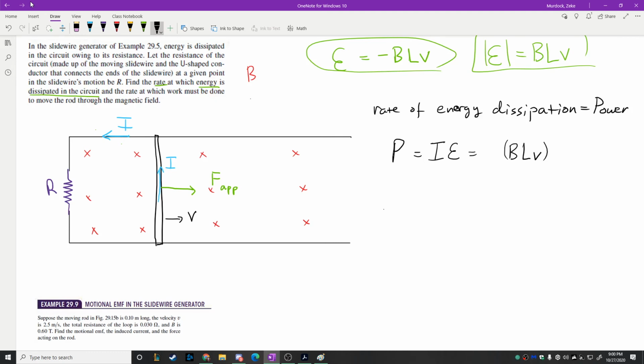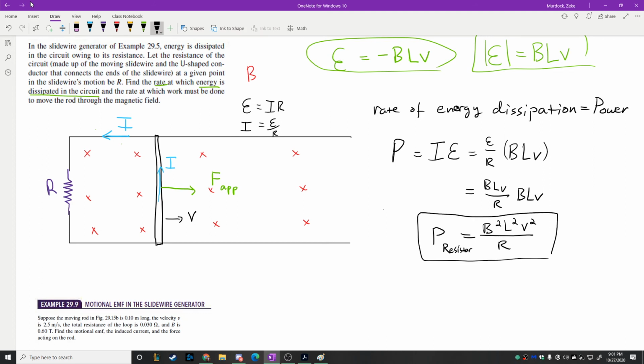Can use our Ohm's law equation, right? The EMF is equal to I times R. So the current has to be equal to the EMF divided by R. So we put in here E over R for the current. And then say, oh, we know that E is this thing. So we have B times L times V over R. Multiply that times B times L times V. So we end up getting B squared, L squared, V squared, divided by the resistance. That would be the power dissipated in our resistor. That's the rate at which power comes out. And if you attach a light bulb right here, the light bulb would get bright, right?